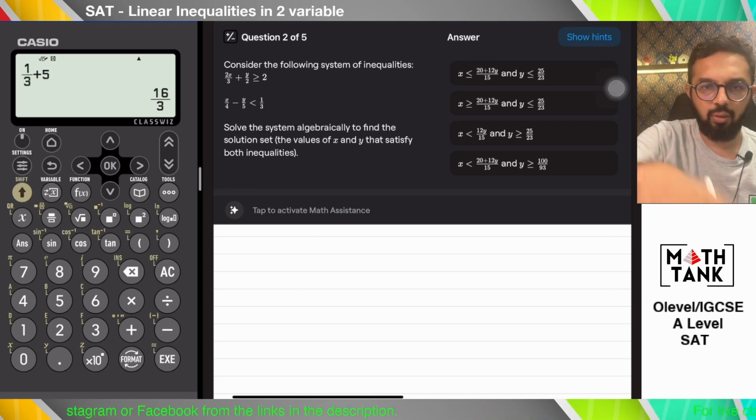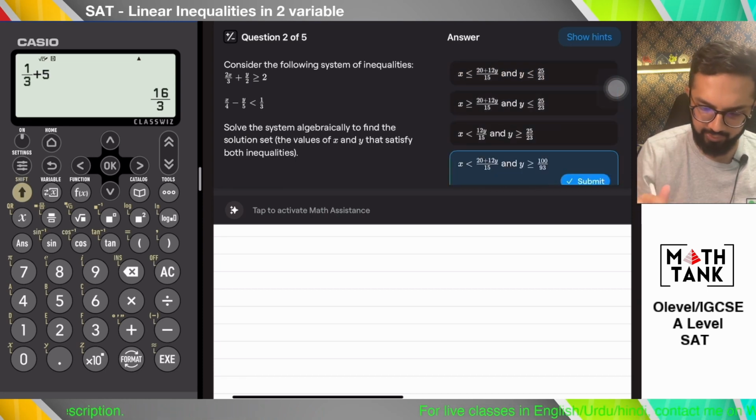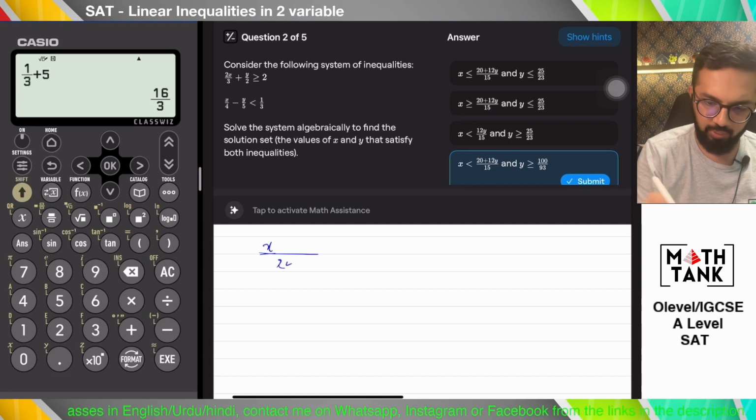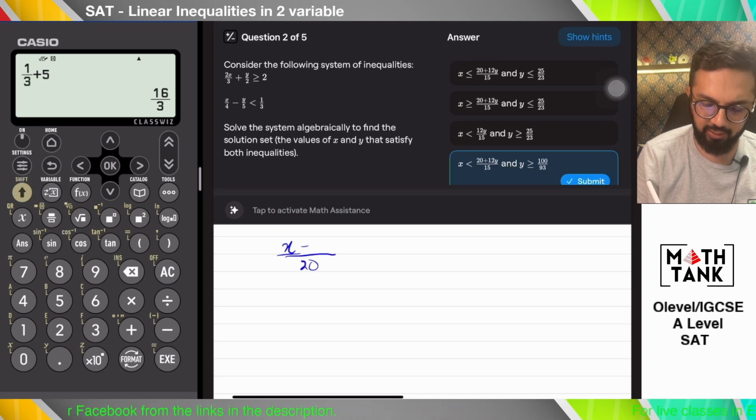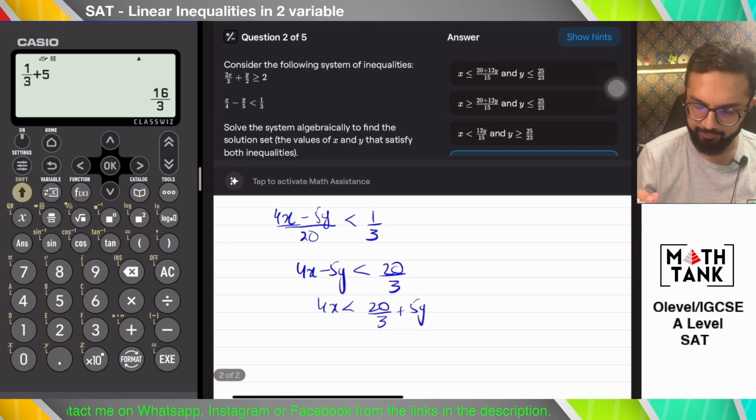Okay, let's think. I could generate one of these conditions in the answers from one of these inequalities. I can see that there's a 20 involved, which means there was a common denominator 20 in the second inequality. So x over 4, so 20 minus 4x minus 5y less than 1 over 3. So 4x minus 5y is less than 20 over 3. So 4x is less than 20 over 3 plus 5y.